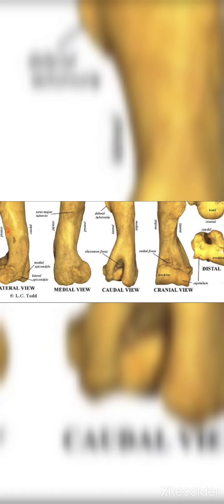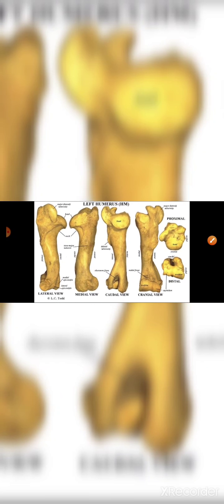This is all about the two extremities and the four surfaces of the humerus. In the next video, we will study the comparative analysis of the remaining species with that of ox.